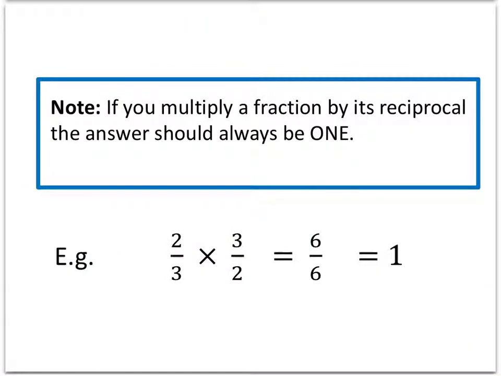An important note is that if you were to multiply a fraction by its reciprocal, the answer should always be 1. So here's an example. We had 2/3 and we have found the reciprocal here, 3 halves. When we multiply the numerators together, we get 2 times 3, which is 6, and the denominators, 3 times 2 is 6. If you were to simplify this, 6 goes into 6 once, so we just get 1.